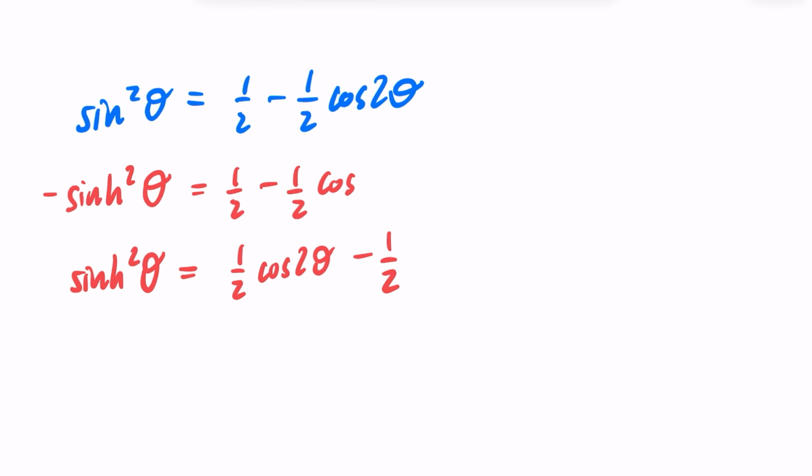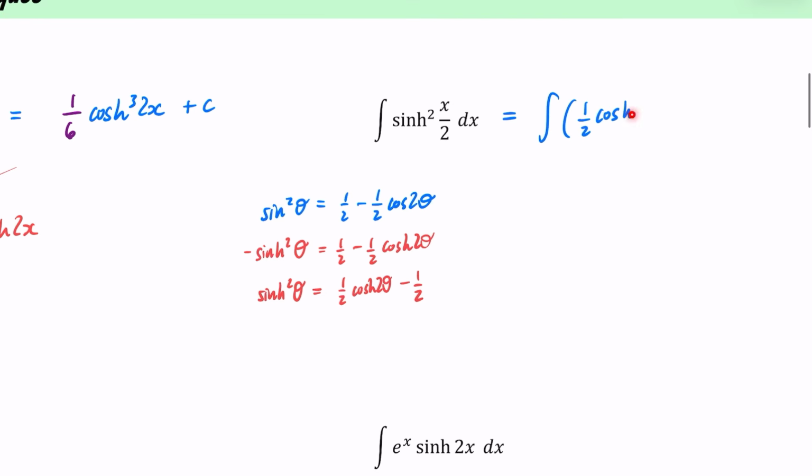They should have, of course, said cosh 2 theta because we were putting it into hyperbolics. So I apologize if I didn't show you that before. So it should be a cosh, not a cos, but a cosh. We're going to double the angle from an x over 2 to just an x for this part. So there's going to be a half cosh x minus a half dx.